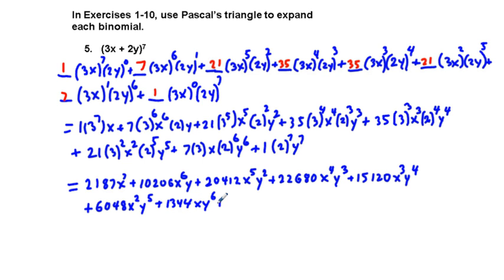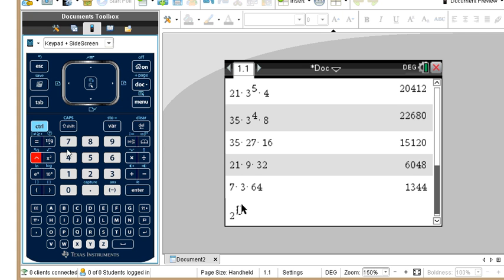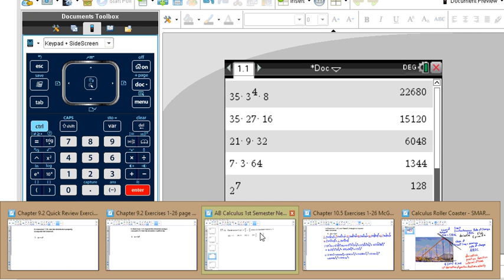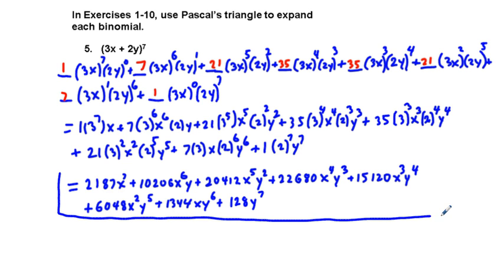And finally we have the last term, 2 to the seventh. Well, 2 to the 7, I hope it's 128. 2 to the power of 7 is 128. So yeah, that's it. So we have plus 128 y to the 7th. So that's it. Yeah, this is kind of a long one and has a level of complexity with everything drawn out here.